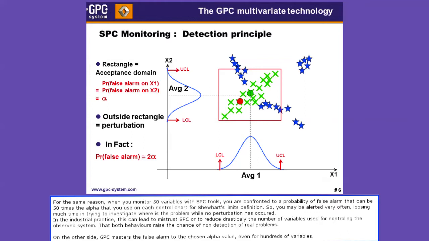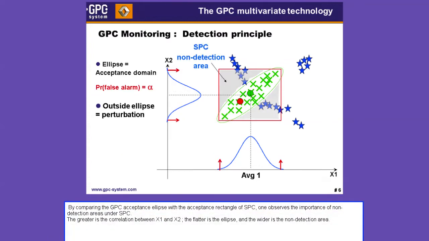In industrial practice, this can lead to mistrust of SPC, or to drastically reducing the number of variables used for controlling the observed system. Both behaviors raise the chance of non-detection of real problems. On the other side, GPC masters the false alarm rate at the chosen alpha value, even for hundreds of variables.